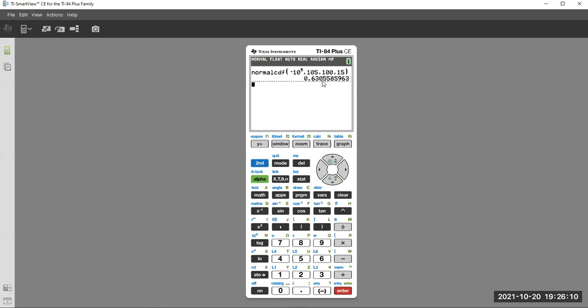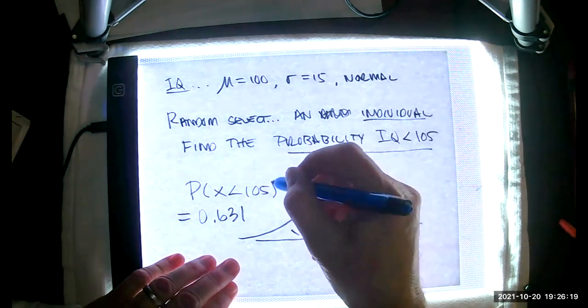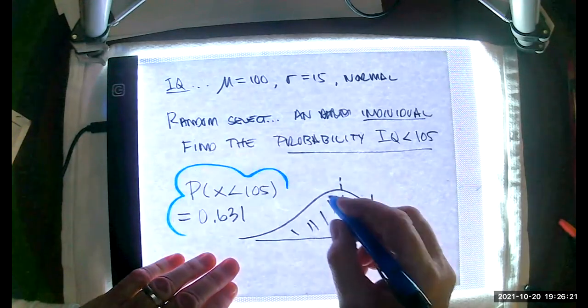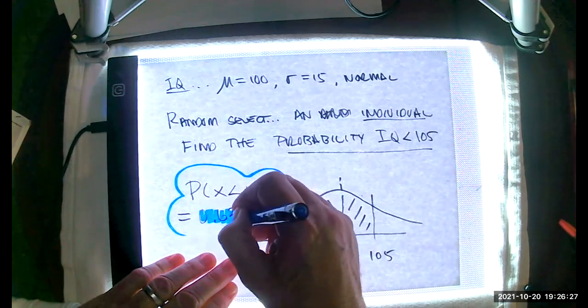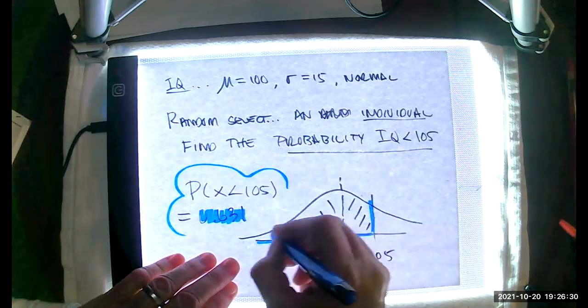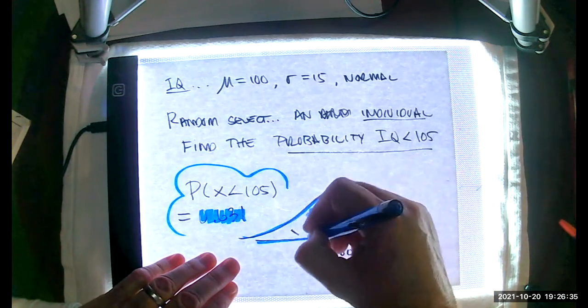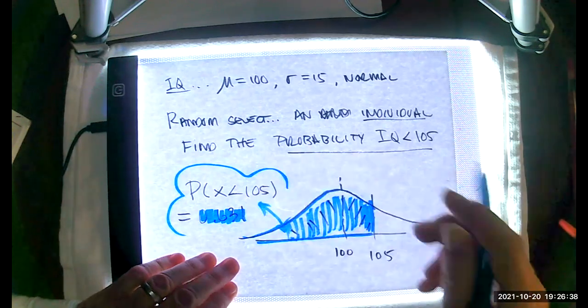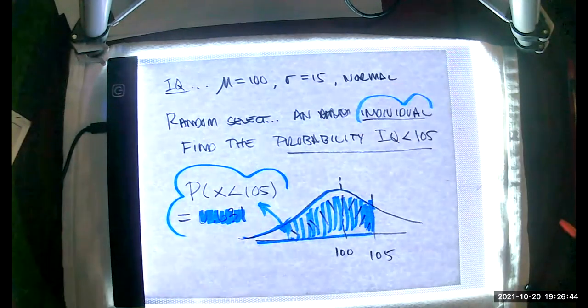So let me stop my sharing and note that this probability that X is less than 105, the IQ of some individual, of 0.631 corresponds to this area in the picture here. Remember, area and probability are the same. So that was a question about an individual. Let me take a look at another question that's very, very similar.